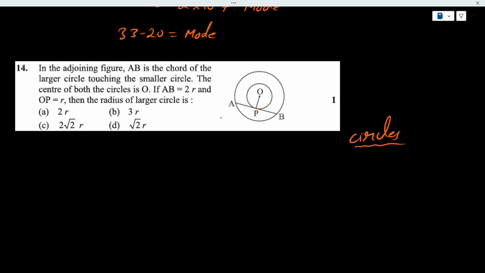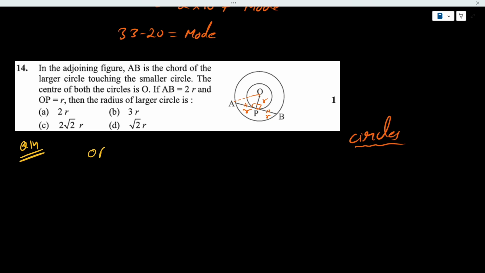Now AB is given 2R, and you know that the tangent is perpendicular to the radius through the point of contact, and the perpendicular drawn to the chord bisects the chord. So each part is going to be R, right? We need to calculate here OA, which is the radius of the larger circle. OP is also given R. Because OAP is a right triangle, I can use the Pythagoras theorem.